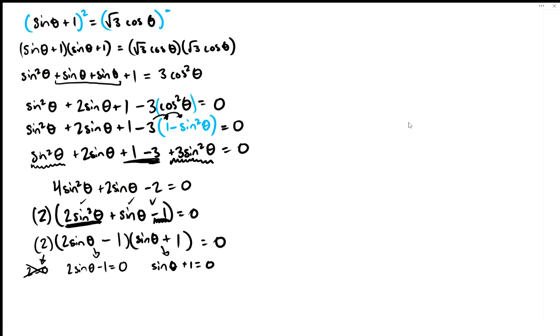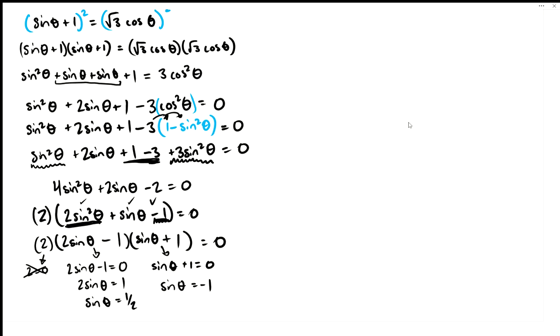Okay, so I have 2 sine of theta minus 1 is 0, and I have sine of theta plus 1 is 0. Well, the first equation, I can add 1. So I have 2 sine of theta equals 1, and then divide by 2. So I have sine of theta equals 1/2. And then the second equation, I could subtract the 1 over. So I have sine of theta equals negative 1.